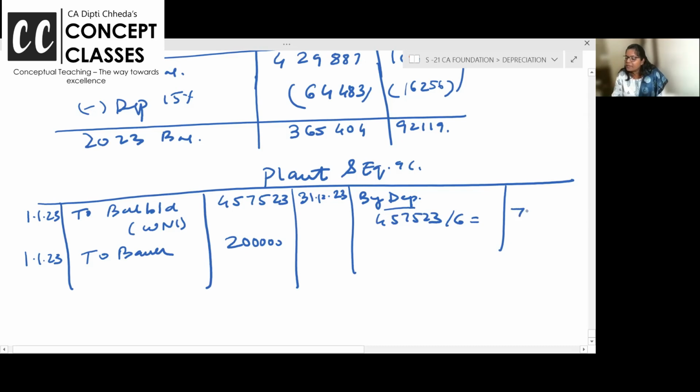So it is coming to some... 457,523. 1 minute. 457,523 is the value, and they said that old asset you are going to use it for 6 years. So 76,254. And the new asset which you have got for 2 lakhs, you are going to use it for 10 years. So 20,000. So 96,254. How did you like the problem?